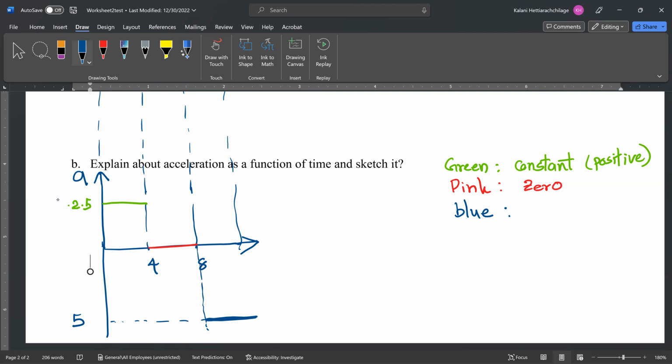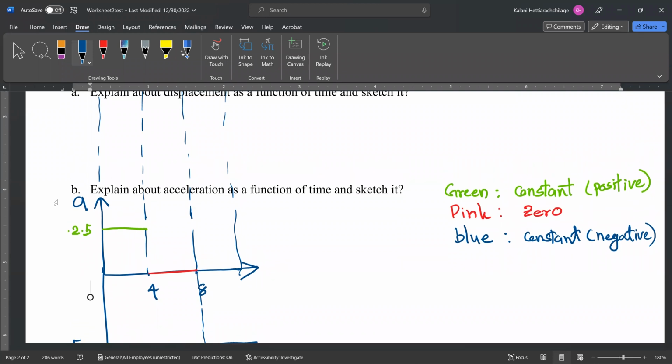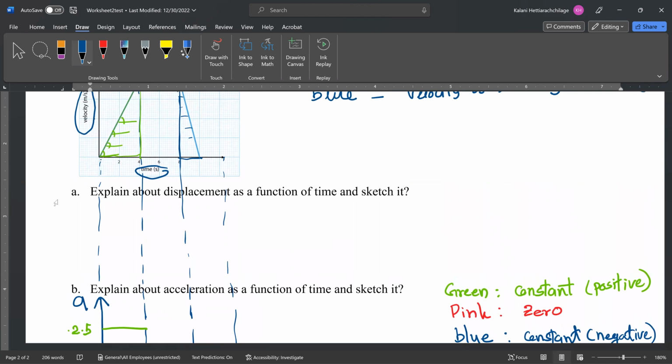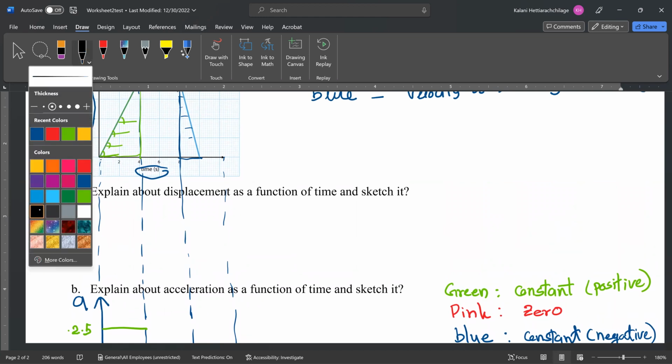Okay. So that is my negative direction of the acceleration. So now blue has again constant acceleration, but negative. Okay. So now we conclude with the acceleration. That's the easy thing to go. So now I need to go back to the displacement. Now, how do I draw the displacement as a function of time?